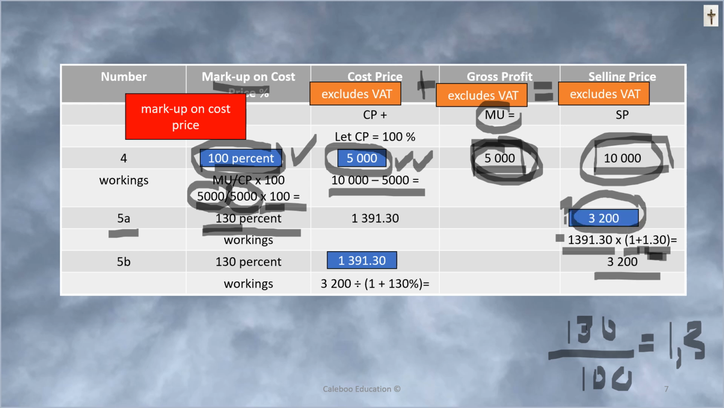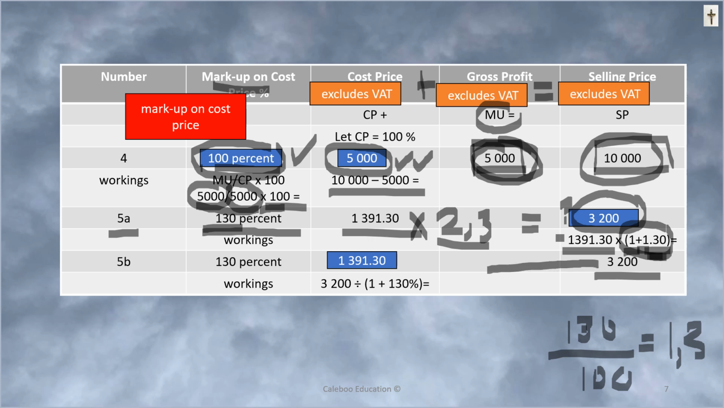There's the 3,200. So what we said here was 1,391.3 multiplied by 2,3 is equal to 3,200, because 1 plus 1,3 is equal to 2,3.